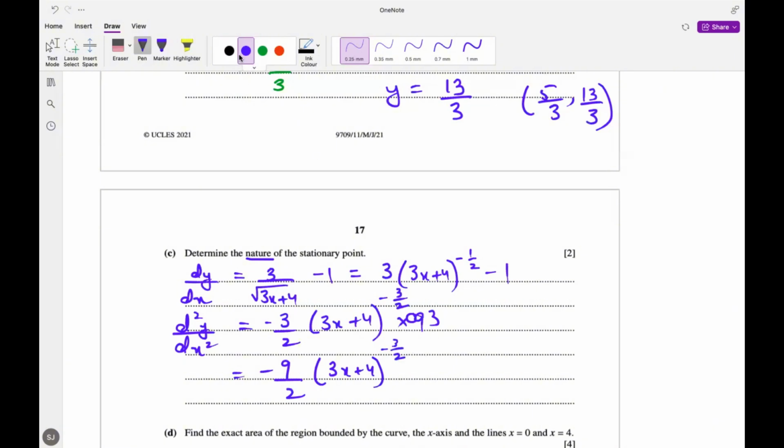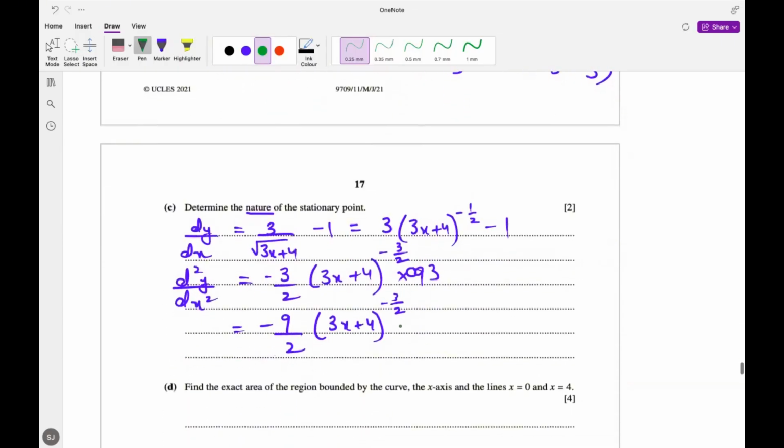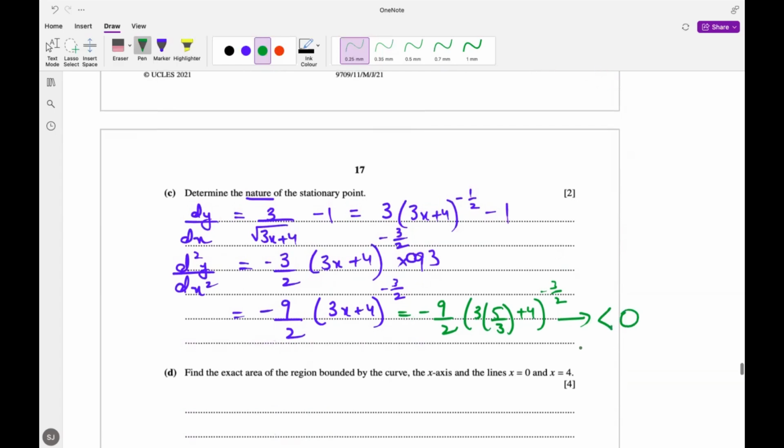Now substituting the x coordinate at the stationary point, which was 5 upon 3, into minus 9 upon 2 into (3 into 5 upon 3 plus 4) to the power minus 3 upon 2. We'll get a negative answer, as the bracket will have a positive answer and minus 9 upon 2 is outside the bracket, which means as this will be less than 0, the nature will be a maximum point.